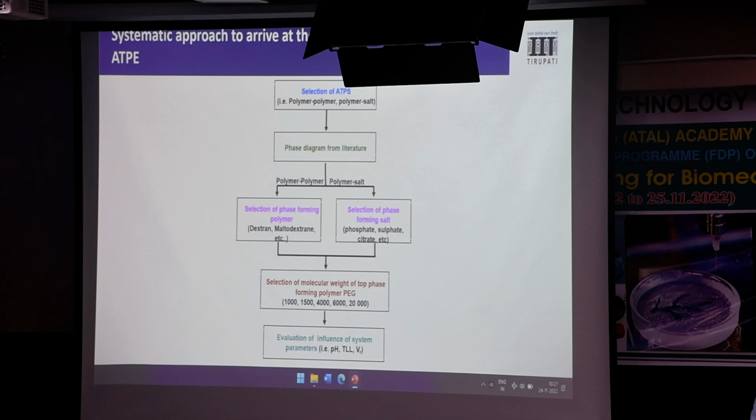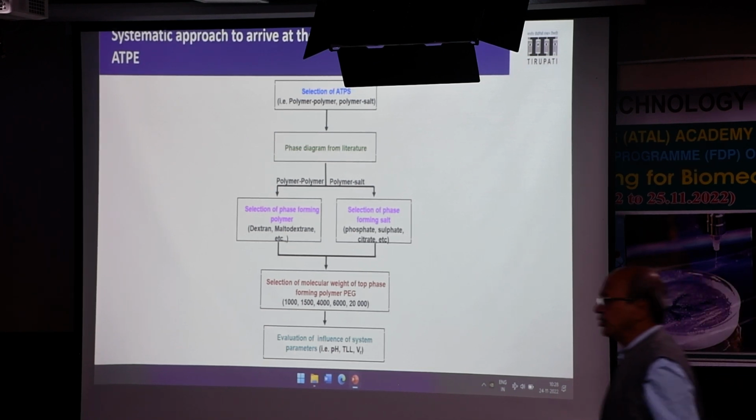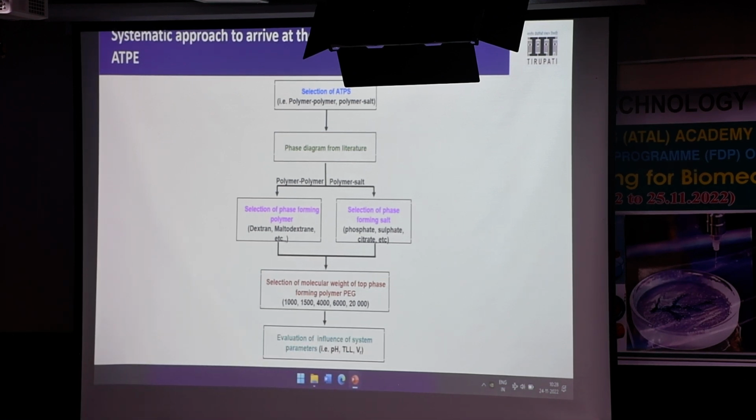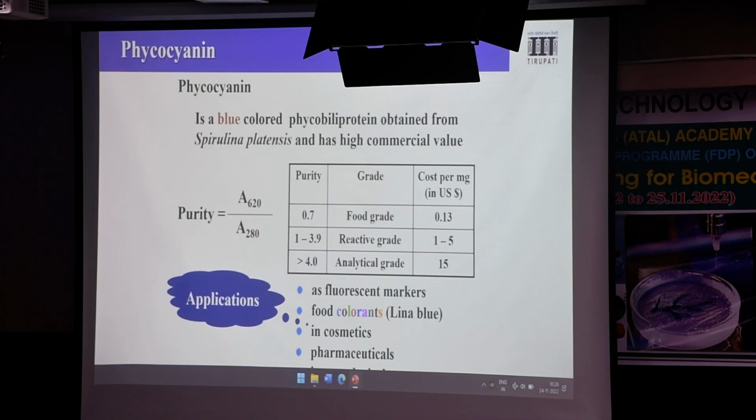When you are dealing with a biomolecule, we talk about two stabilities: pH stability and temperature stability. Here we are dealing with aqueous ambient temperature, so temperature won't come into the picture. We'll never heat the systems because we know they are heat labile. Then pH we will see. Then TLL, that is total phase composition. Finally, volume ratio. Just now I mentioned how the volume ratio changes my partition behavior. I will show you in a minute.